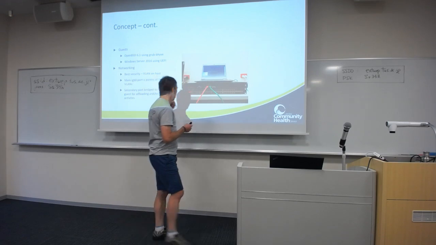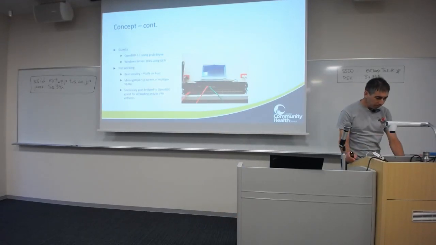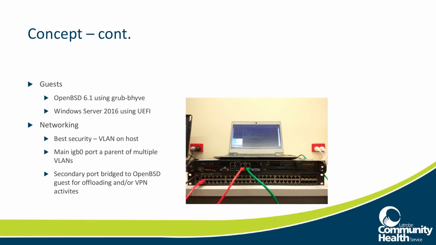So the main port was the igb0. That was the trunking port where all the VLANs were trunked on. And the secondary and tertiary ports, igb1 and igb2, were bridged. So they weren't VLAN'd or anything like that. They were just bridged directly to an adapter that was then presented to the guest, which was OpenBSD.